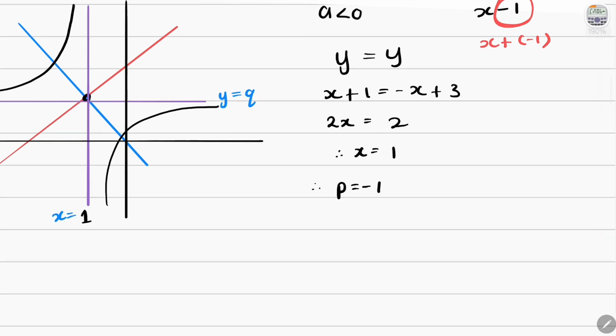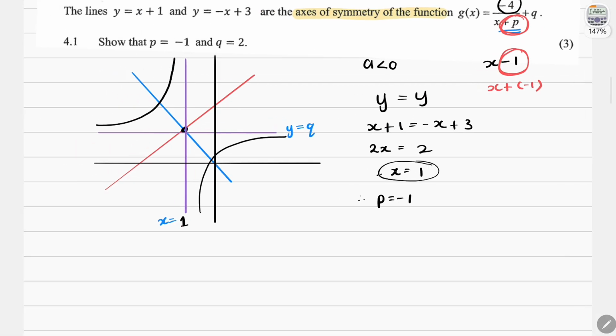And then we still have to find q. Since the x value was 1, to find the corresponding y value, you take this x value and substitute it into either one of the graphs, because they both intersect at this point. So they have the same y value at this point. So we can simply say y is equal to, and we'll say 1. We're using this x value, but you still need to tell them what their p is.